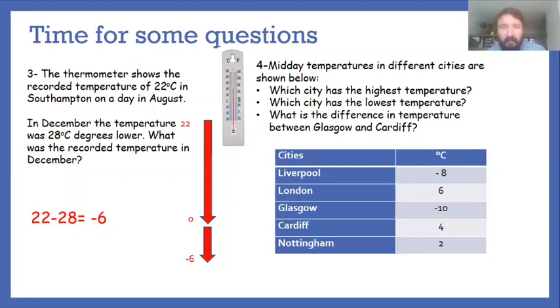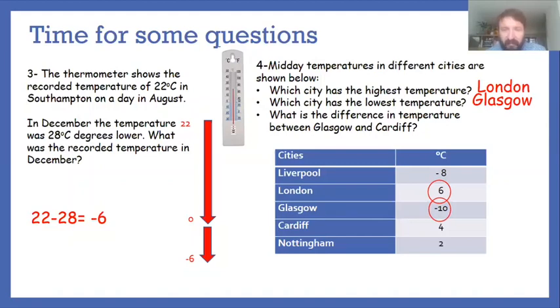Let's have a look at the final question, the 4th question. Midday temperatures in different cities are shown below. Which city has the highest temperature? Let's have a look down. Liverpool, London, Glasgow, Cardiff, Nottingham. So I'm going to say it is London with the highest temperature. The lowest temperature, definitely going to be looking in the negative numbers columns here. I can see Glasgow with the lowest temperature.